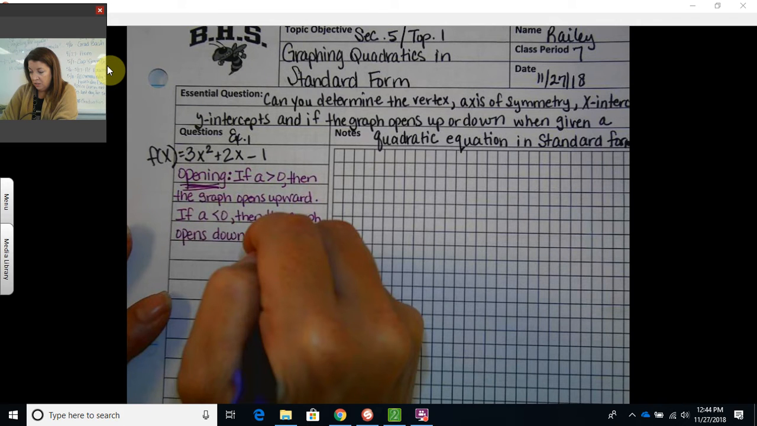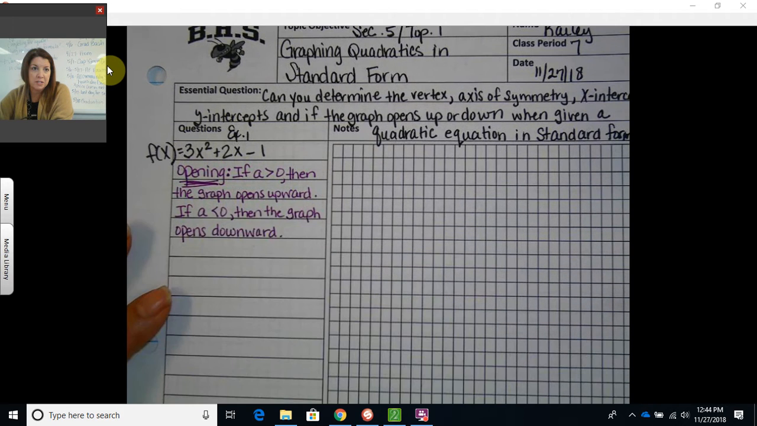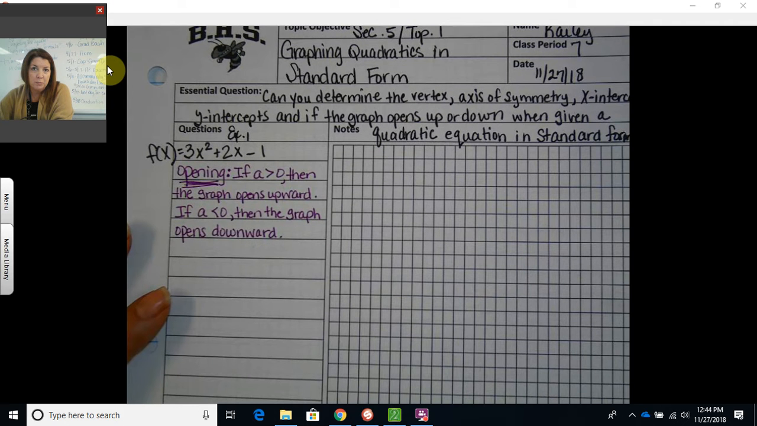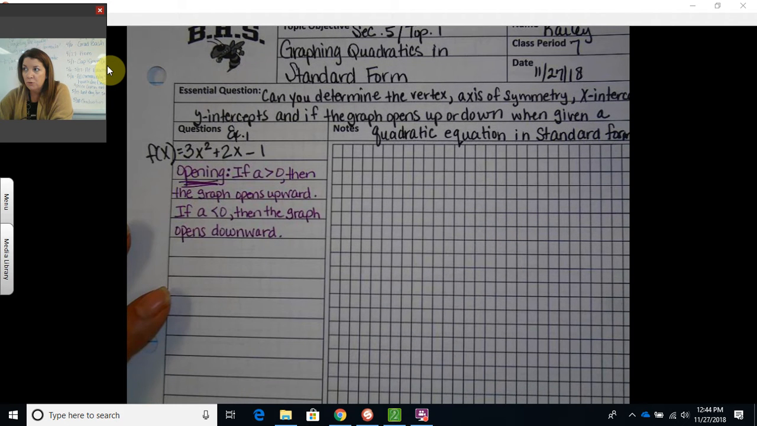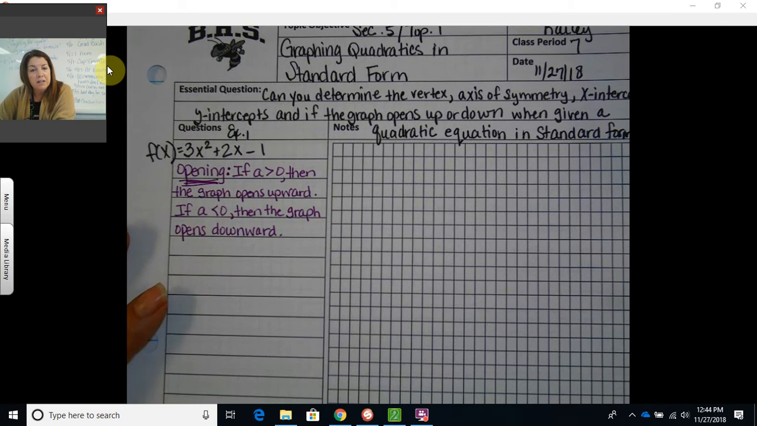So we don't even have to do any math to know if our graph's going to open up or down. So in this, when we graph this parabola, will our parabola open up or will it open down? It'll open up, right? Because a is 3, 3 is greater than 0. If a was negative 3, then it would open down.